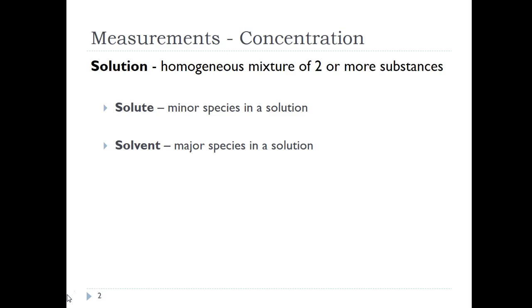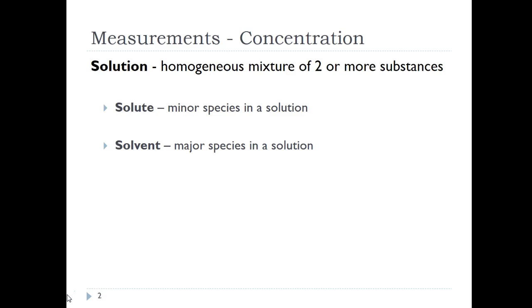And it could be solids, liquids, gases, or a combination of all of those. We can have a solution between just gases, between gases and liquids, liquids and liquids, solids and liquids, whatever. Still vocab-wise, in a solution, the one component that there is the most of is called the solvent. So where it says major species in a solution, that's the one that there are the most of.